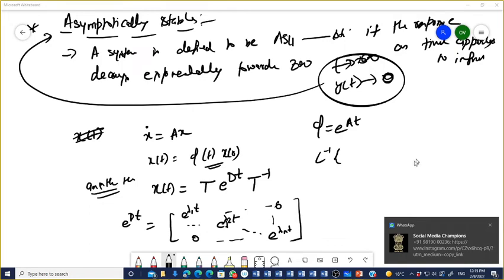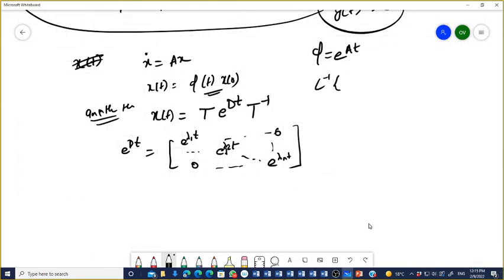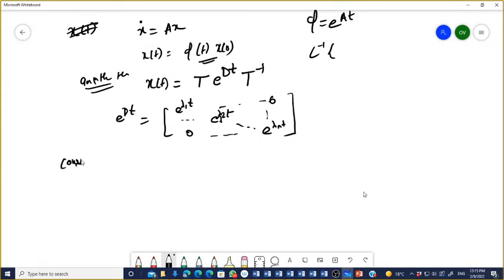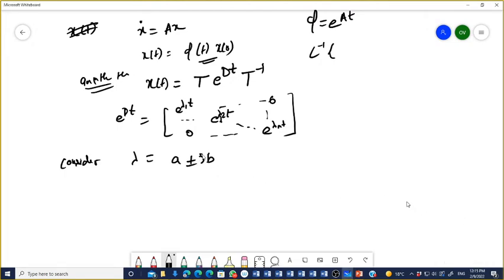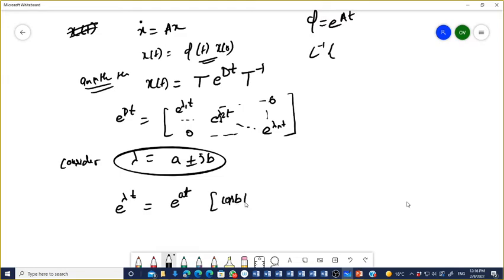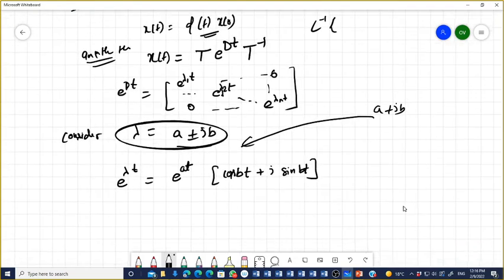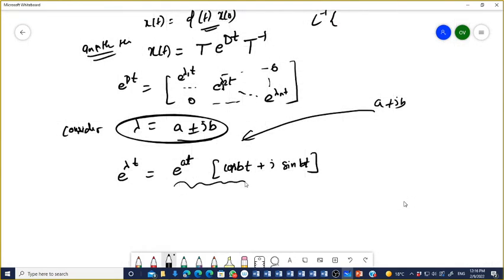Now try to understand what I want to say here. Let's say the nature of lambda is like this: a plus minus jb, मतलब complex poles. Yes or no? Complex eigenvalues. If it is a complex eigenvalue, then you can write e to the power lambda t as nothing but e to the power at times (cos bt plus j sin bt). ऐसा लिख सकते हैं क्या? a प्लस jb को, e to the power lambda t को? Please tell me. Yes or no? Yes, sir.